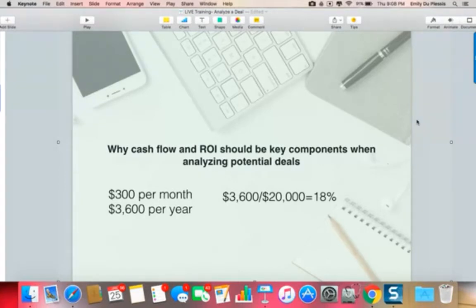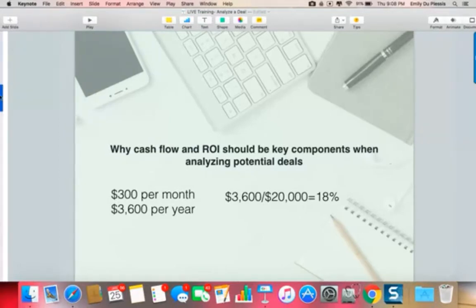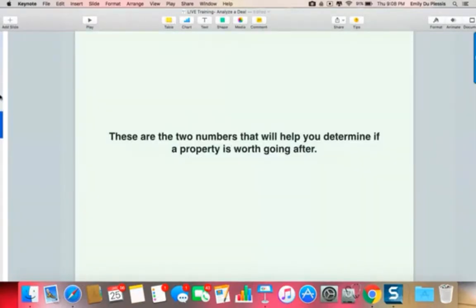So, I wanted to start off by making sure that you understood what cash flow meant, making sure that you understand what ROI means, because I'm going to be throwing those terms around all night throughout this training. And why they should be key components when it comes to analyzing your potential deals is because the reality is that those are the two major numbers that are going to tell you whether or not a property is worth going after. And that's really the long and the short of it. Those are the two numbers that are going to help you determine if a property is worth going after or not, right?